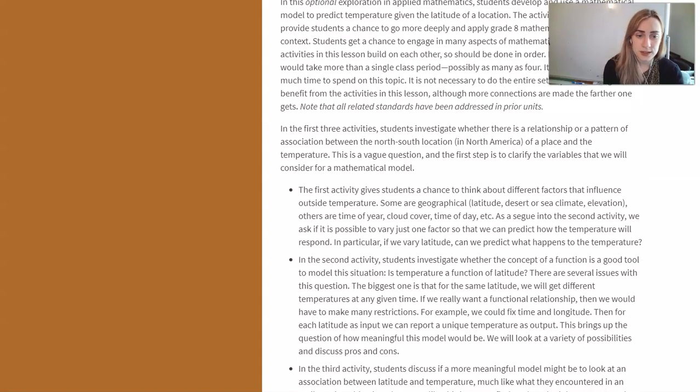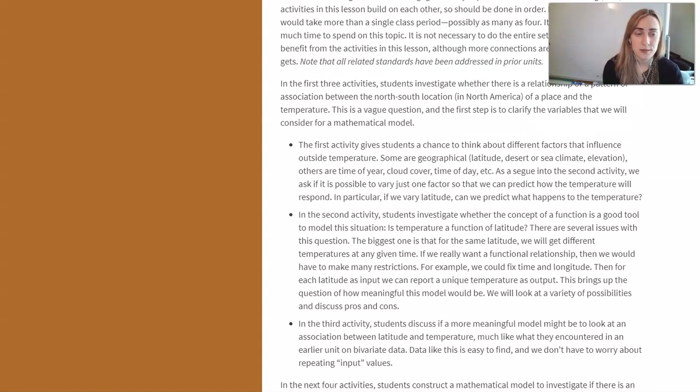So now I'll scroll down to get to the meat of the project. There are 3 first activities, and in those activities, students investigate whether there is a relationship or pattern of association between the north-south location of a place and its temperature. So it's a vague question, and it's going to allow students to actually do the modeling of clarifying the variables themselves and considering their usefulness for a mathematical model. So I'll summarize these first 3 activities and then talk about the next 4.